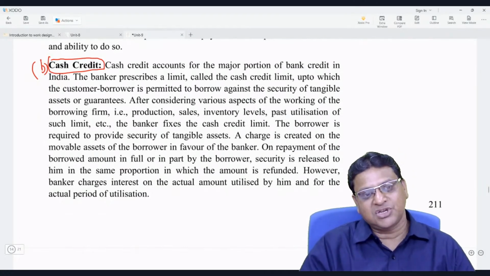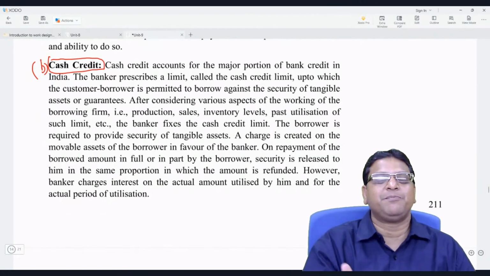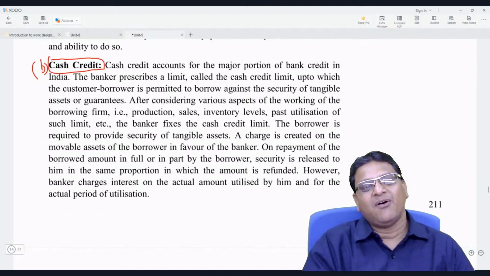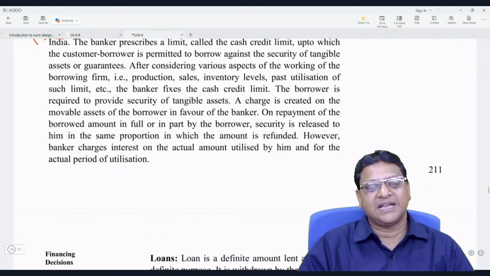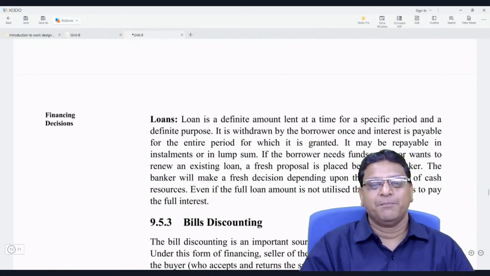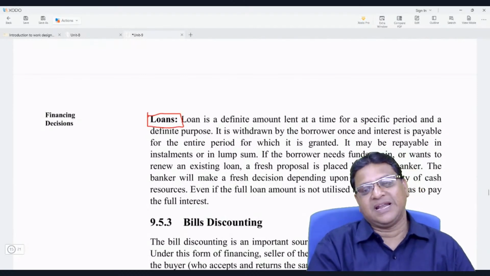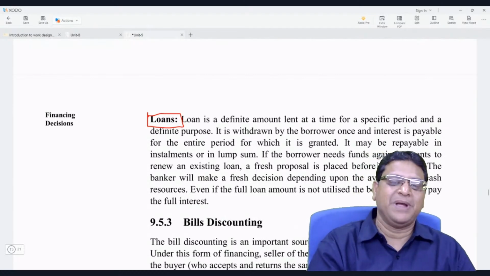What the companies do is prepare their working capital requirement for the next month and give this statement to the bank. On the basis of their requirement, banks provide CC or cash credit to different corporates. So cash credit is another way of getting bank credit. And banks also provide loan facility to different organizations and companies. The companies can take loans in the form of bank credit.